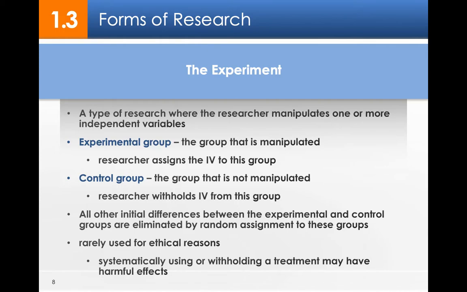Now, we can't really do experiments in criminal justice for a variety of ethical reasons. Systematically using or withholding a treatment may have harmful effects. For example, we might want to determine whether child abuse leads to criminal behavior, but it would obviously be highly unethical to randomly assign people to experimental and control groups and then inflict child abuse upon one group to see what happens to them.